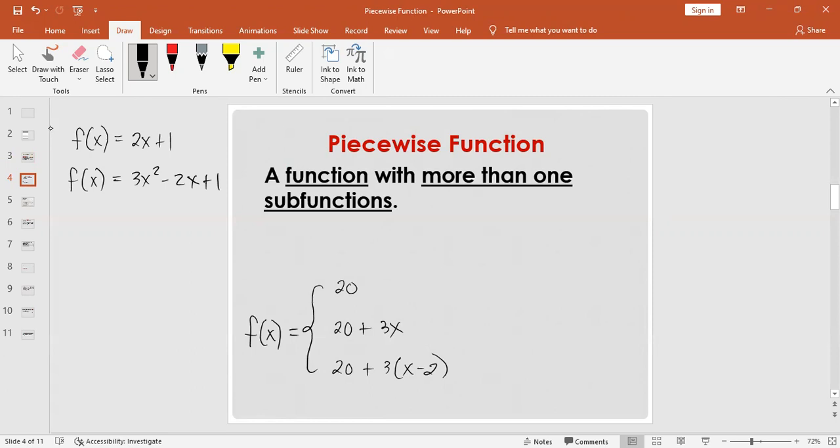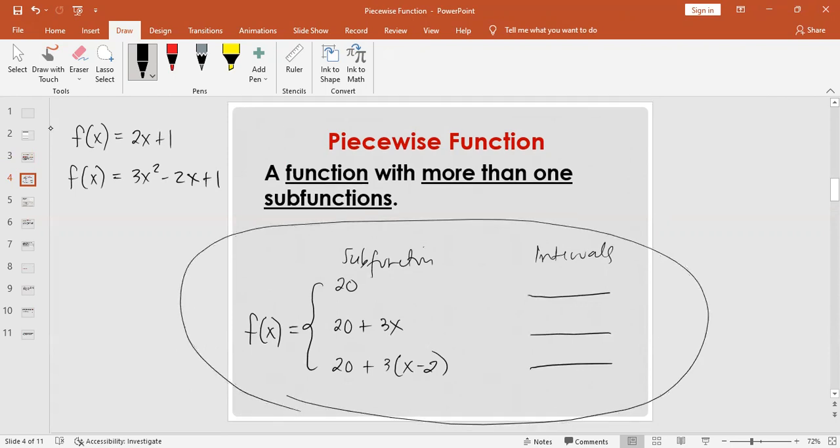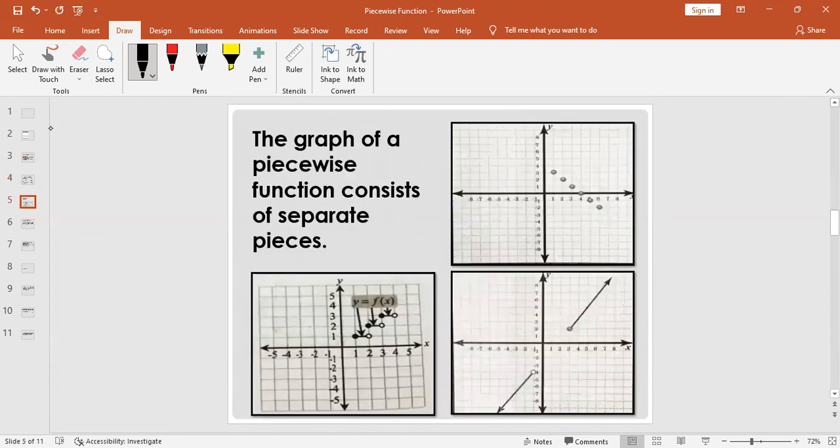And each subfunction has its corresponding intervals. Interval 1, interval 2, and interval 3. So we will be encountering this kind of function in this topic. Okay, so to continue, these graphs illustrate piecewise functions.